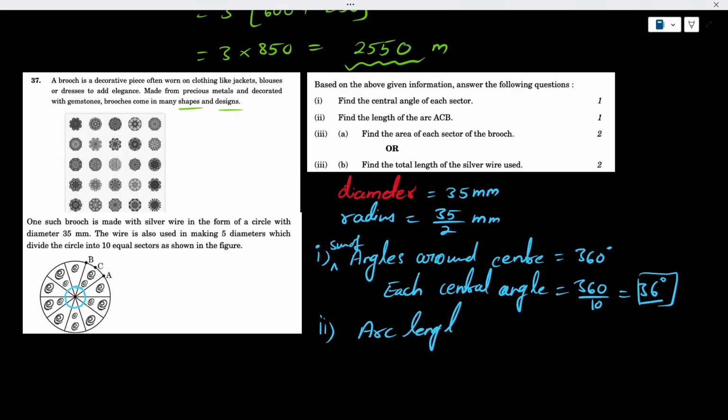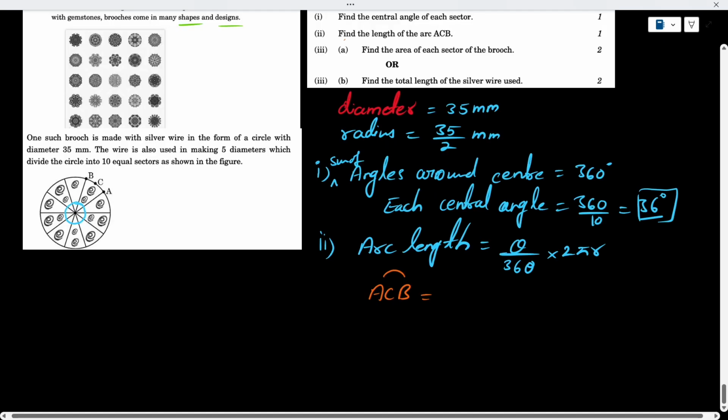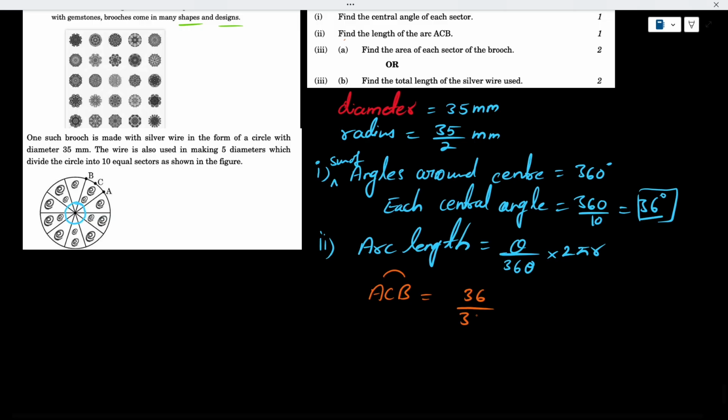theta by 360 into 2 pi r. Don't forget the formula. We take 2 pi r because arc length is a part of the circumference. So what will the arc length be here? Theta is 36 degrees, so 36 by 360, times 2 times pi, which is 22 by 7, and r is 35 by 2.